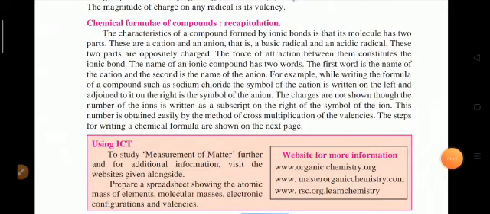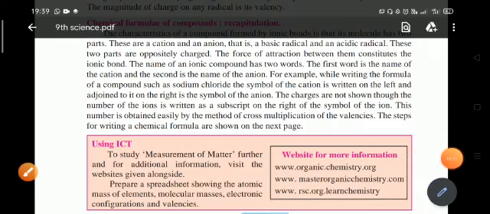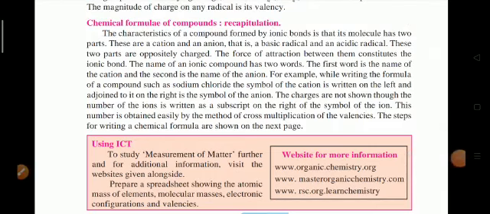What is the chemical formula of compounds? That is the recapitulation. The force of attraction between them constitutes the ionic bond. That is, we have seen that the force of attraction between the positively and negatively charged elements forms the ionic bond.